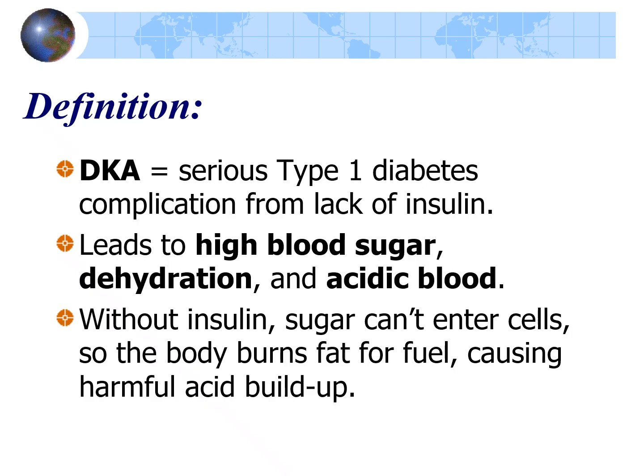Think of insulin as a key that lets sugar into your cells for energy. Without insulin, sugar builds up in the blood, but cells starve for energy, and the body starts breaking down fat for fuel instead.